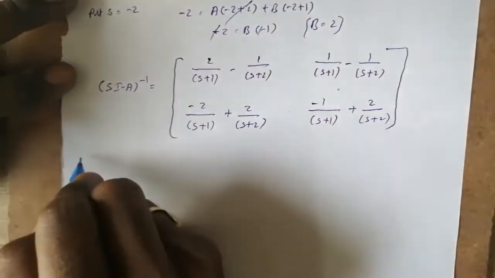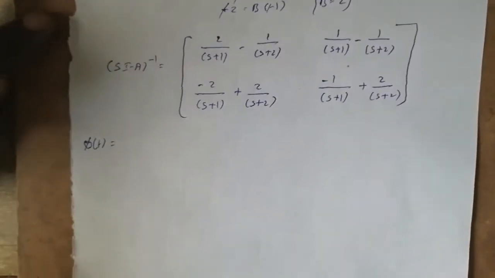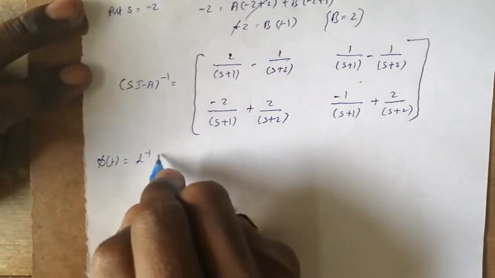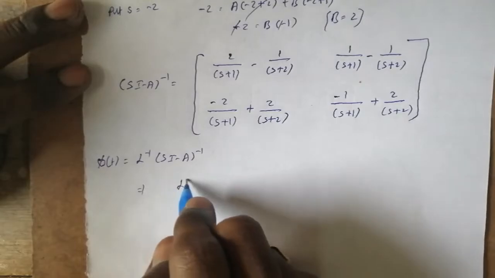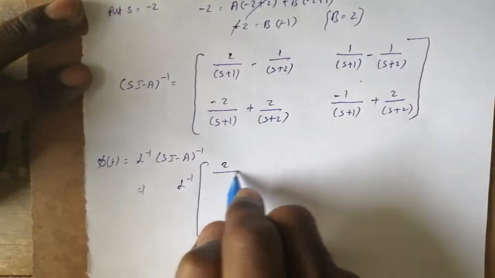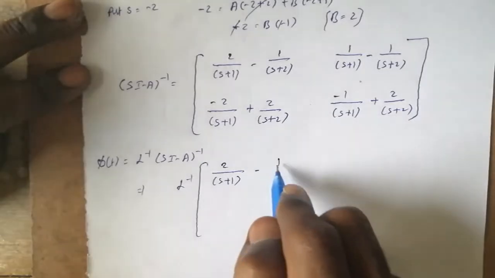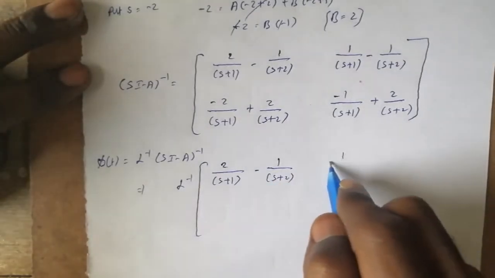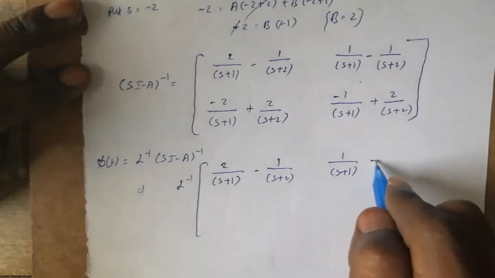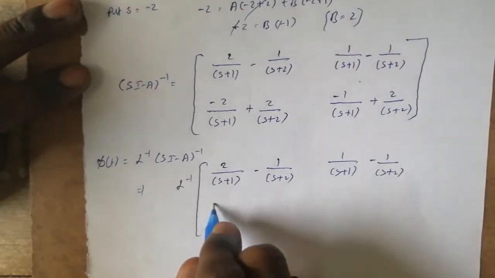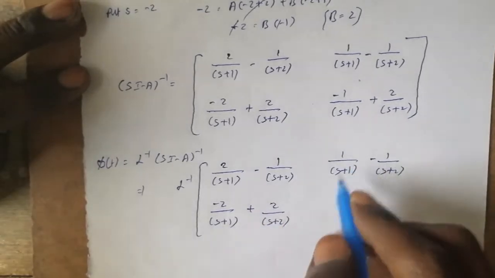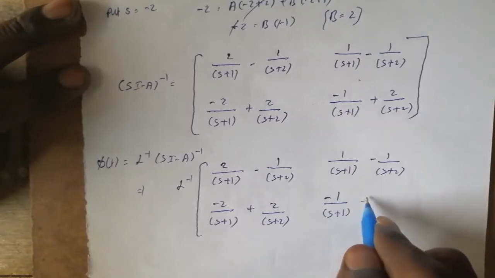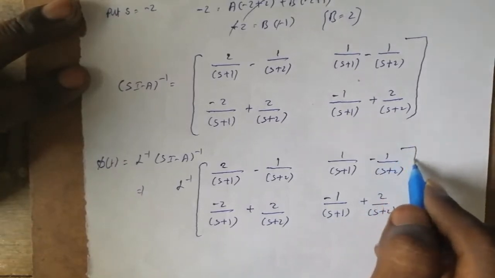So after that, for obtaining the state transition matrix phi of t, it is the Laplace inverse of (sI minus A) inverse, right? So you have to apply the inverse Laplace transform to the entire matrix: 2 by s plus 1 minus 1 divided by s plus 2, 1 divided by s plus 1 minus 1 divided by s plus 2, minus 2 divided by s plus 1 plus 2 divided by s plus 2, minus 1 divided by s plus 1 plus 2 divided by s plus 2.